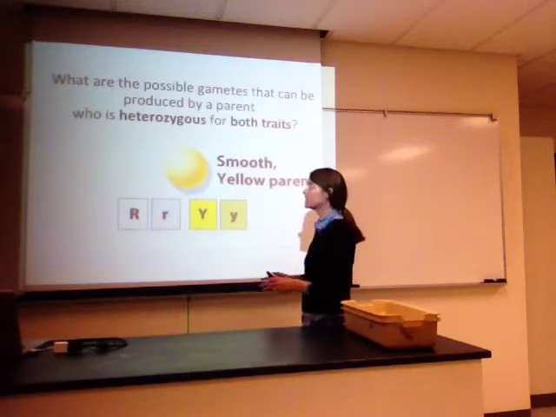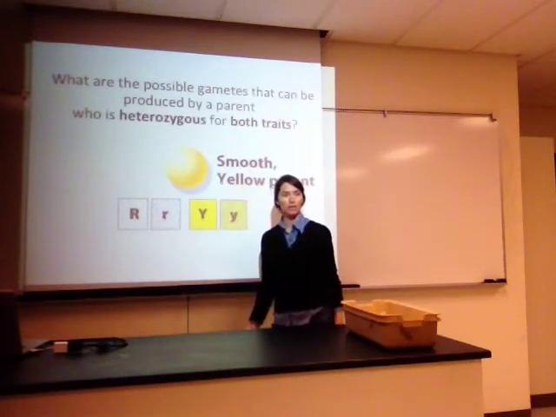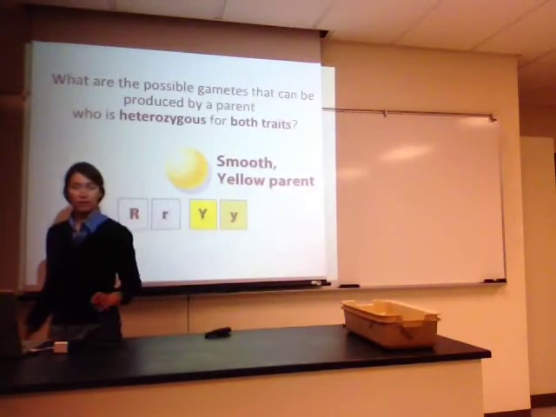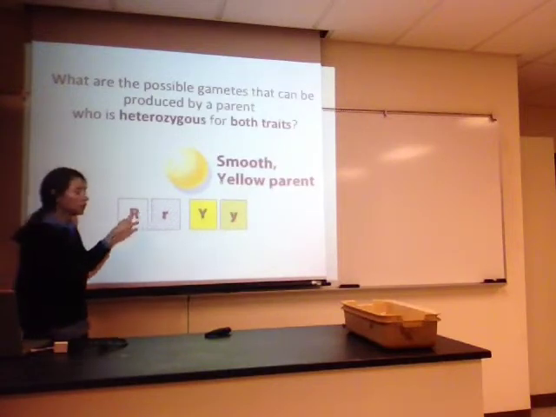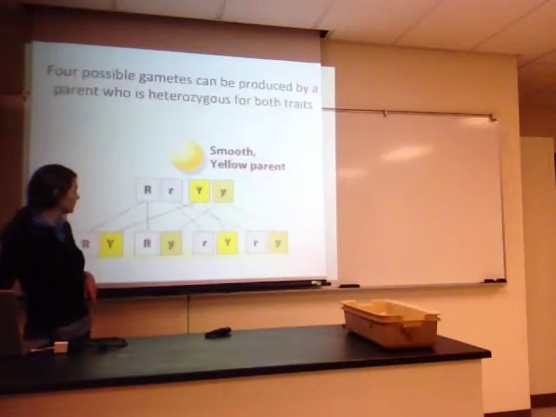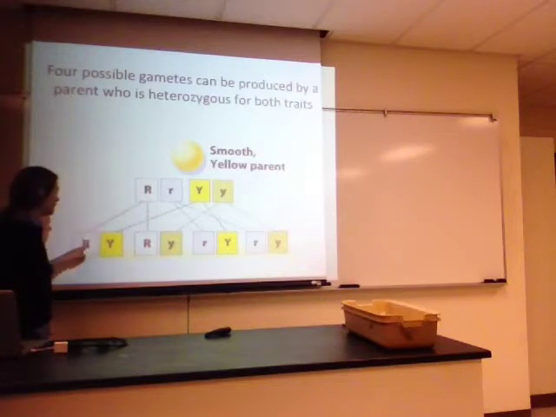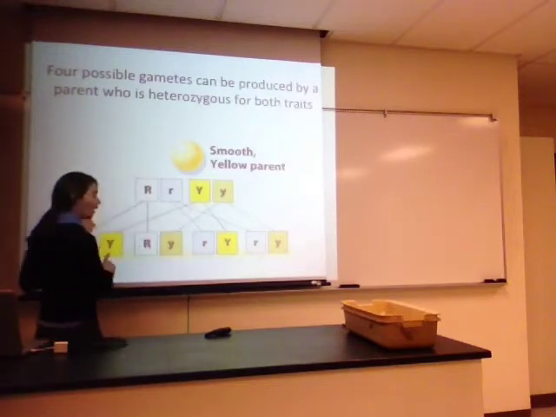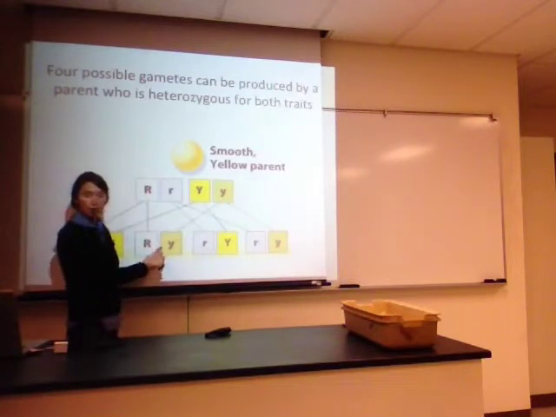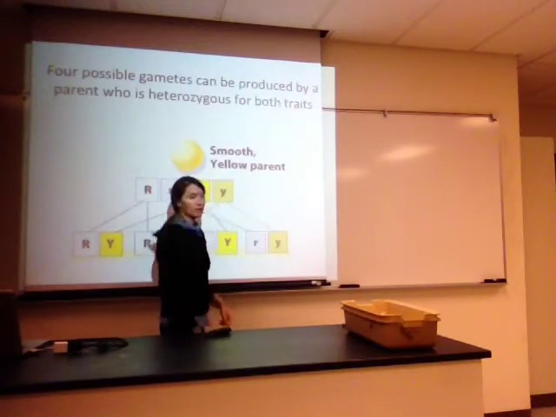What are the possible gametes that can be produced by a parent that is heterozygous for both traits? These are his F2 plants, right? Remembering from the law of segregation that the parent can only give one of these options to its offspring. So for example, let's say it gives big R to the gamete. That big R can either pair with a big Y from its other trait, or it can pair with a little y from the other trait. If it gives little r, it can either pair with a big Y or with a little y.